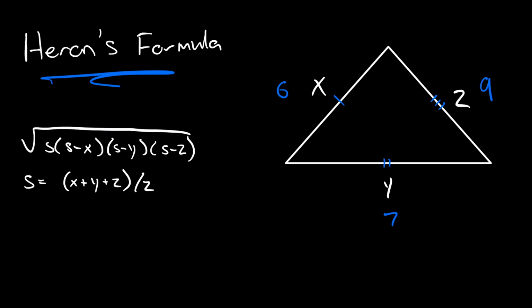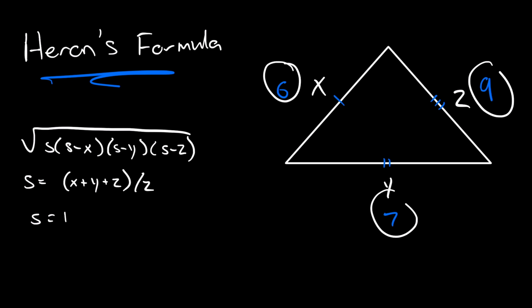So in order to determine the area of this triangle, to begin, we must find the semi-perimeter, or S, by adding the lengths of all three sides and dividing by 2. In our example, X equals 6, Y equals 7, and Z equals 9. So 6 plus 7 plus 9 is 22, divided by 2 is 11. So in this case, our value for S equals 11 units.